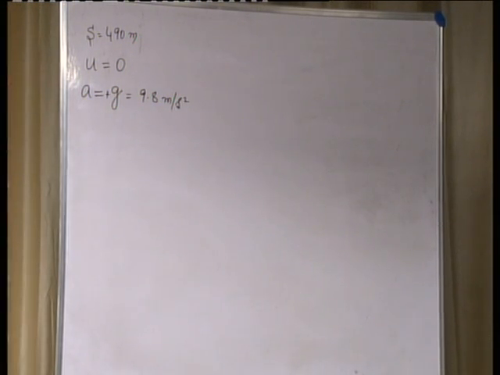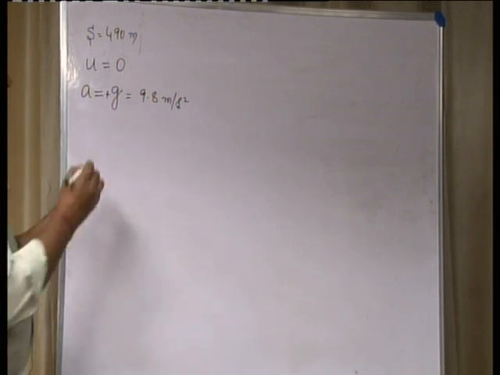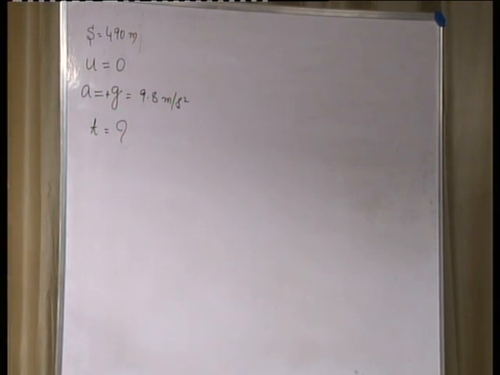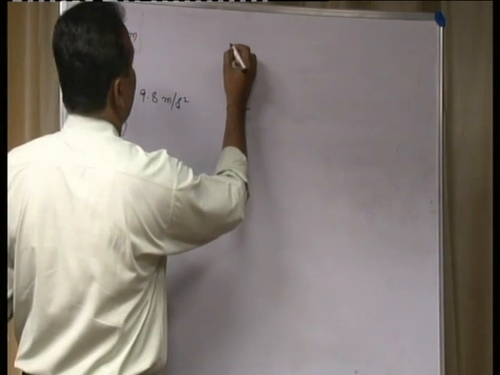Now, find the time it will take to reach the ground. How much time will it take to reach the ground? Time is required. A is there, S is given, T is required, U is a known fact. V square is equal to U square plus 2AS, but V is not given. So we use S is equal to ut plus half at square. Definitely from that equation you can find the time.